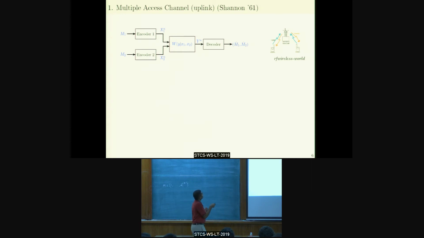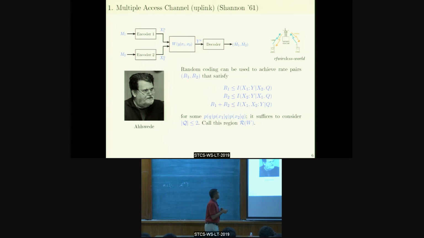And the question is, what is the set of rate pairs R1 and R2 that can be successfully transmitted to the decoder? So here, Ahlswede and Liao said that, again, you can use random coding to achieve rate pairs R1, R2 that satisfy these three constraints. There's a variable Q, which is kind of time sharing or time division. And for any set of distributions of this form, you can achieve these rate pairs, and you take the union of all possible distributions, then you get some region, and you can achieve this region. And now, coming back to the question, you can ask, is this region the best you can do? Is this the capacity region?